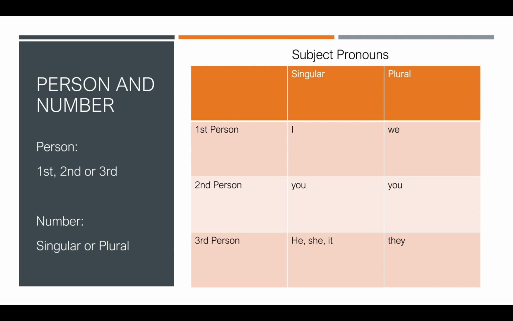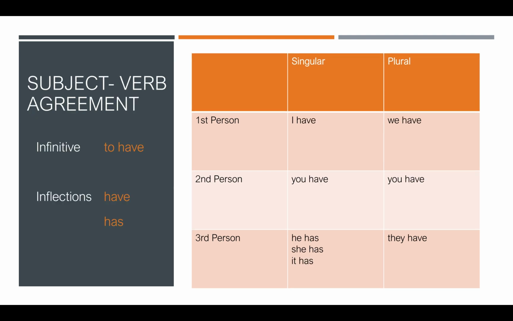Subject pronouns stand in for subjects. So my name's Aaron. I is the pronoun that matches up with me. And so that's called the first person, the person who's speaking. There's a plural for that, we, and then second person would be you. Third person, he, she, it are the singular, and they is the plural third person. Subject-verb agreement is what it's all about with conjugation, as we'll see.